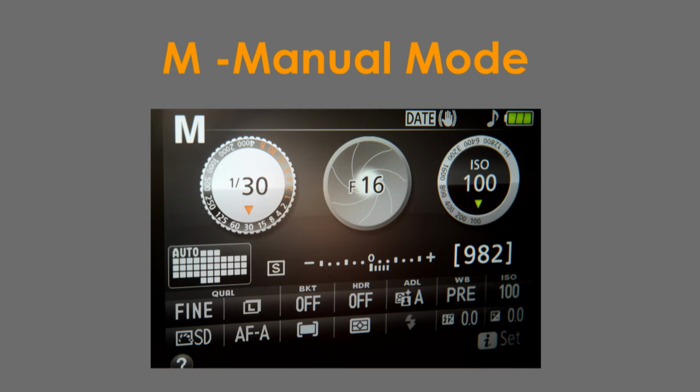So when I move down my shutter speed to 1/30th, if I keep it at the same f16, you will get an overexposure. Have a look at the meter. It is indicating overexposure by one stop.